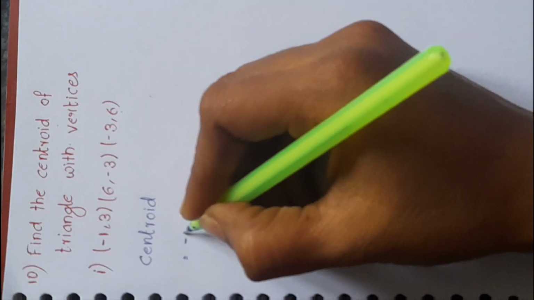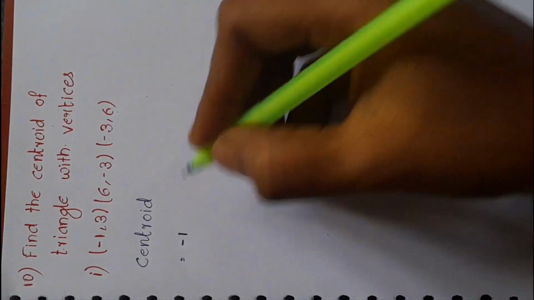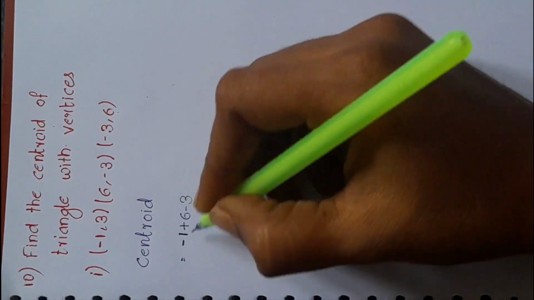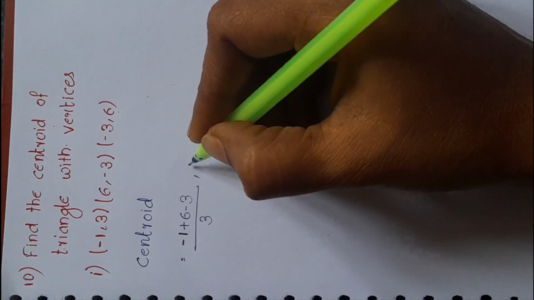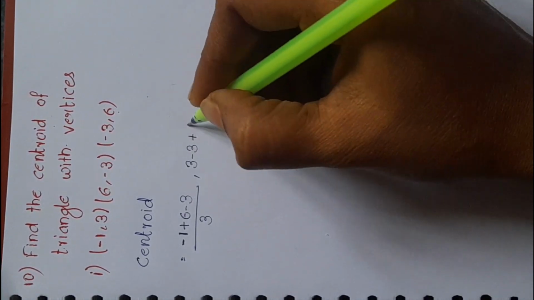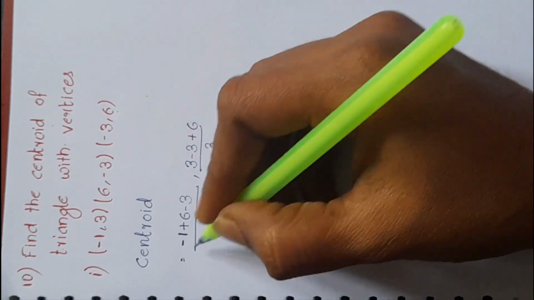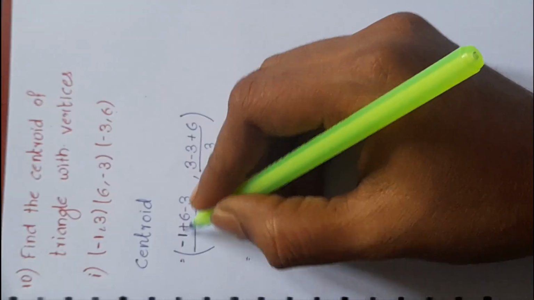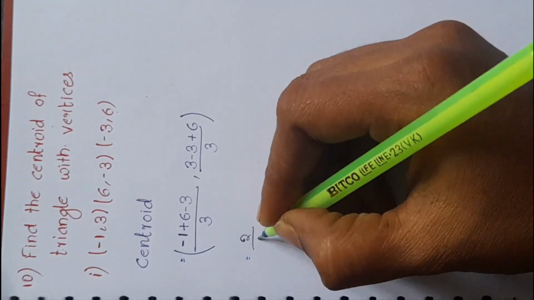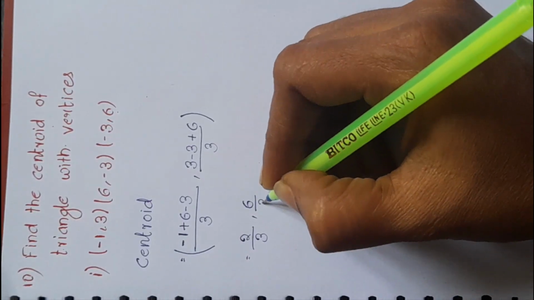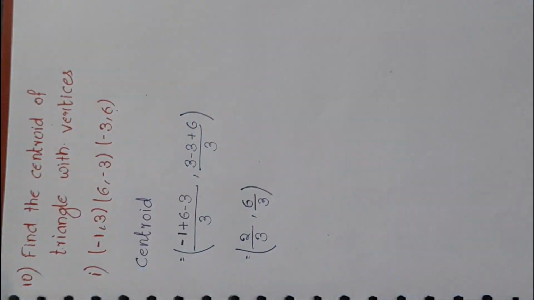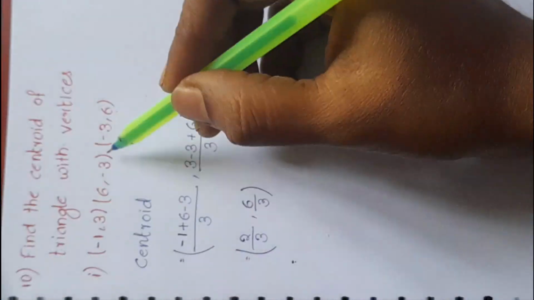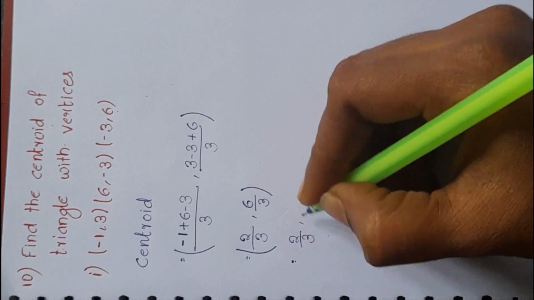Let us substitute the values. The x values are -1 plus 6 minus 3, by the denominator 3, and the y values are 3, -3 and 6, by 3. Here 6 minus 4 is 2, by 3, and here it is 6 by 3. Now the centroid of the triangle with the given vertices is (2/3, 2).